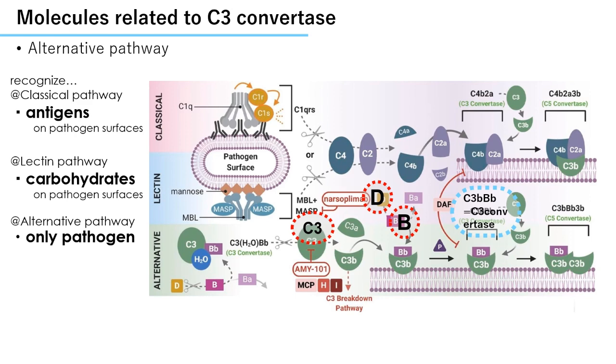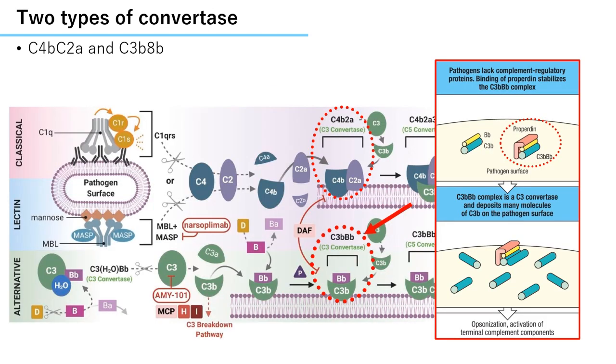The alternative pathway can be initiated by spontaneous hydrolysis and activation of C3, which can bind directly to pathogen surfaces. In other words, this pathway is not mediated by antibodies or sugars. At the beginning, factor D and factor B are activated. Then C3b and Bb form a complex that acts as C3 convertase. So the C3 convertases are C4b2a and C3bBb. They work differently.